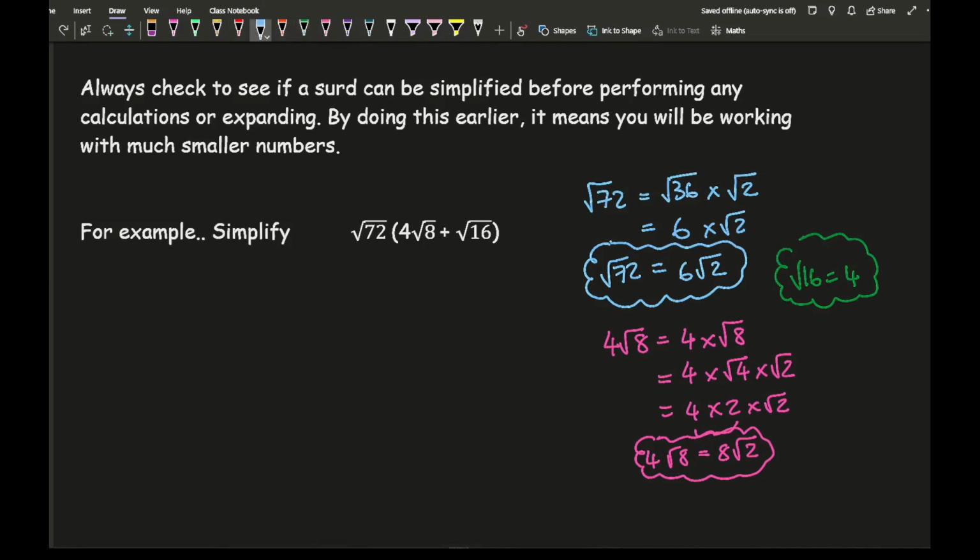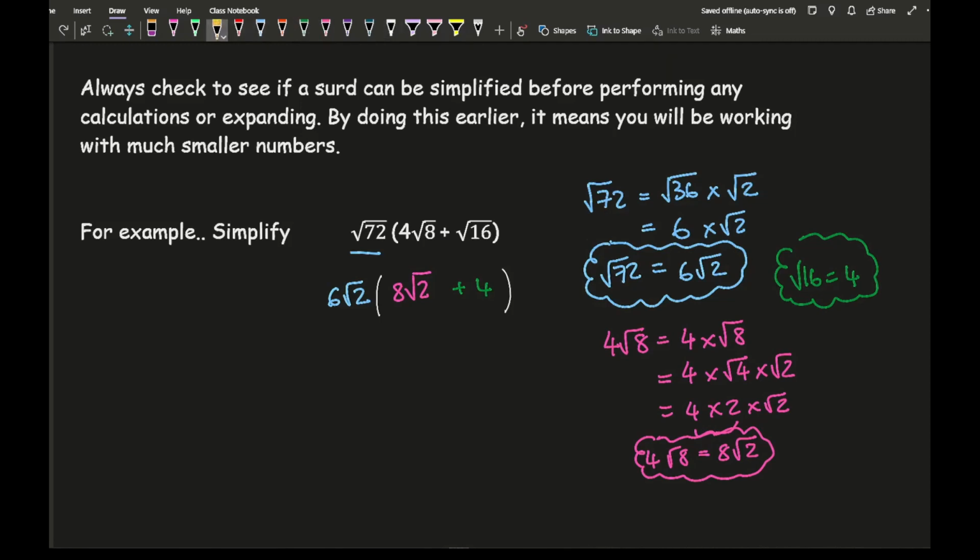So from this, what we're going to do is just separate these, or write an equivalent for these. So root 72 I can write as 6 root 2. And then if I open up my bracket, now 4 root 8 I've already worked out to be 8 root 2, so I can write that as 8 root 2. And plus root 16, well, I can write that as plus 4. So all I've done is just written down the simplified answer.